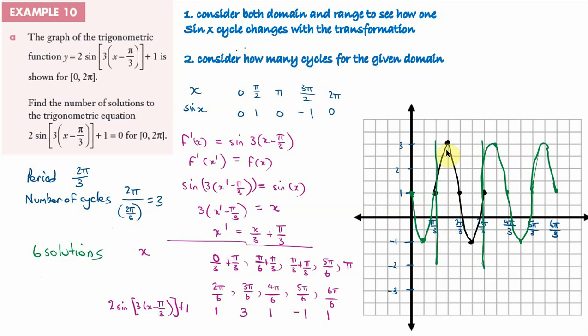If the value we'd chosen was 3, then there wouldn't be 2 solutions for each cycle, in which case we'd only have 3 solutions, 1 solution for each cycle.